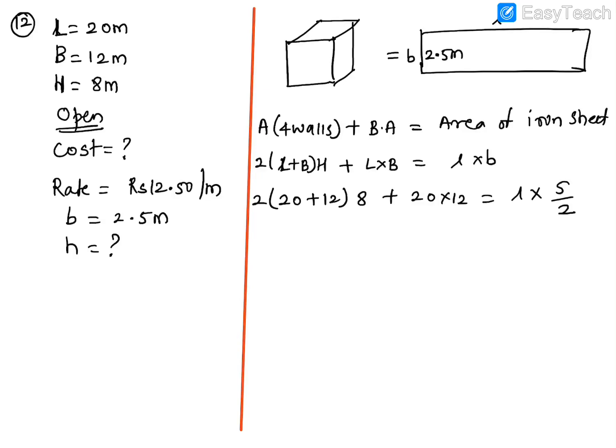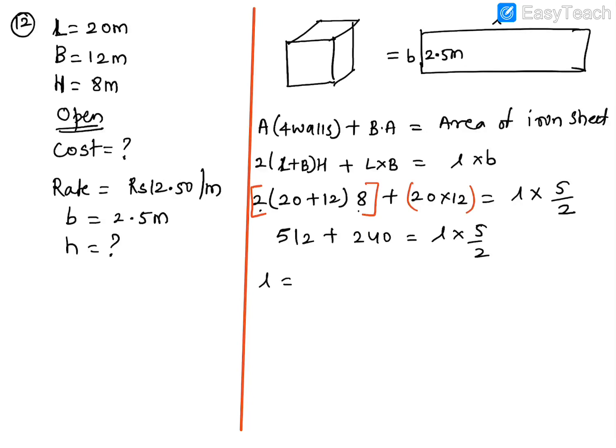Now guys, let's do these calculations. One more thing, make sure that you don't make a mistake in the calculation here. This is how you'll have to calculate them. So now what is 8 into 2? 16. 20 plus 12, 32. So we will get what? 16 into 32. 256, I think it will be 512 plus 240 is equal to L into 5 upon 2.